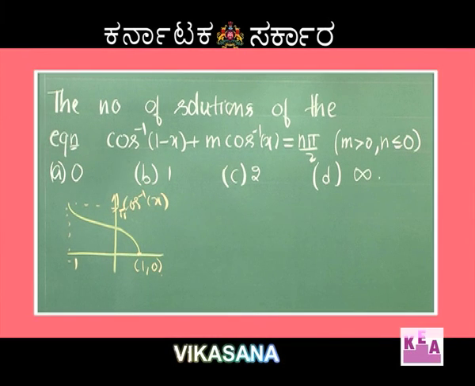The number of solutions of the equation cos inverse of 1 minus x plus m cos inverse of x is equal to n pi by 2, where m is positive and n is less than or equal to 0, is: option A 0, option B 1, option C 2 and option D infinite. Look at this, dear students.